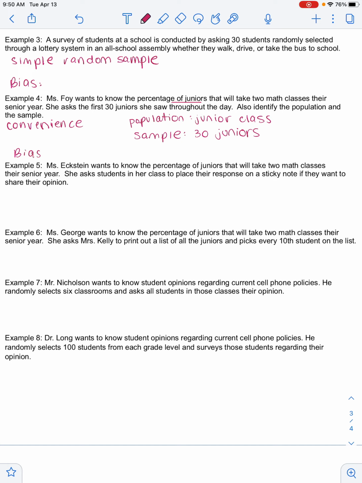There is. Well, a lot of times with convenience, there's bias. For example, the first 30 juniors that Miss Foy might see might all be in her class. And so that could have a bias because they're all currently in the same math class right now. Another bias that there might be is the fact that Miss Foy is a math teacher. So maybe some people feel like they want to impress the math teacher or want to give a different answer because they're talking to a math teacher. So there could be some bias there as well. I'm going to stick with the one that these students, just because Miss Foy teaches math.